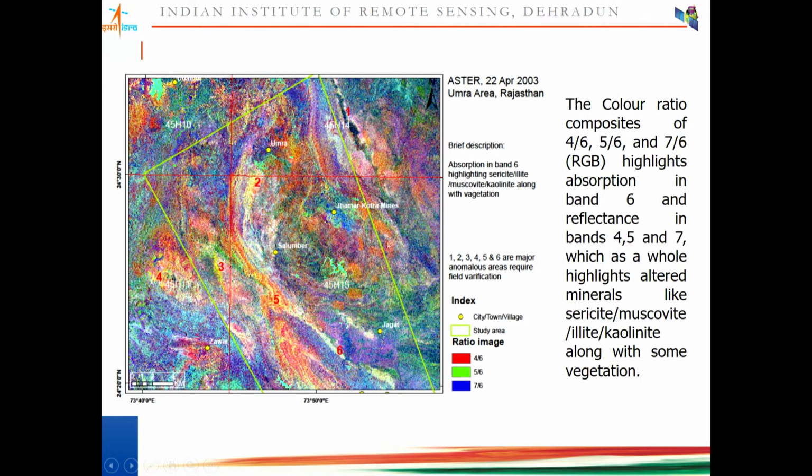Now, this is just an example of the ASTER data. We have performed the analysis of ASTER data in Umra area. The data we have taken is for 2003 of ASTER, Umra area, Rajasthan. We have done the ratioing and found that the different minerals present over there, or the open cast mines, were highlighted very nicely and clearly using the ratio.